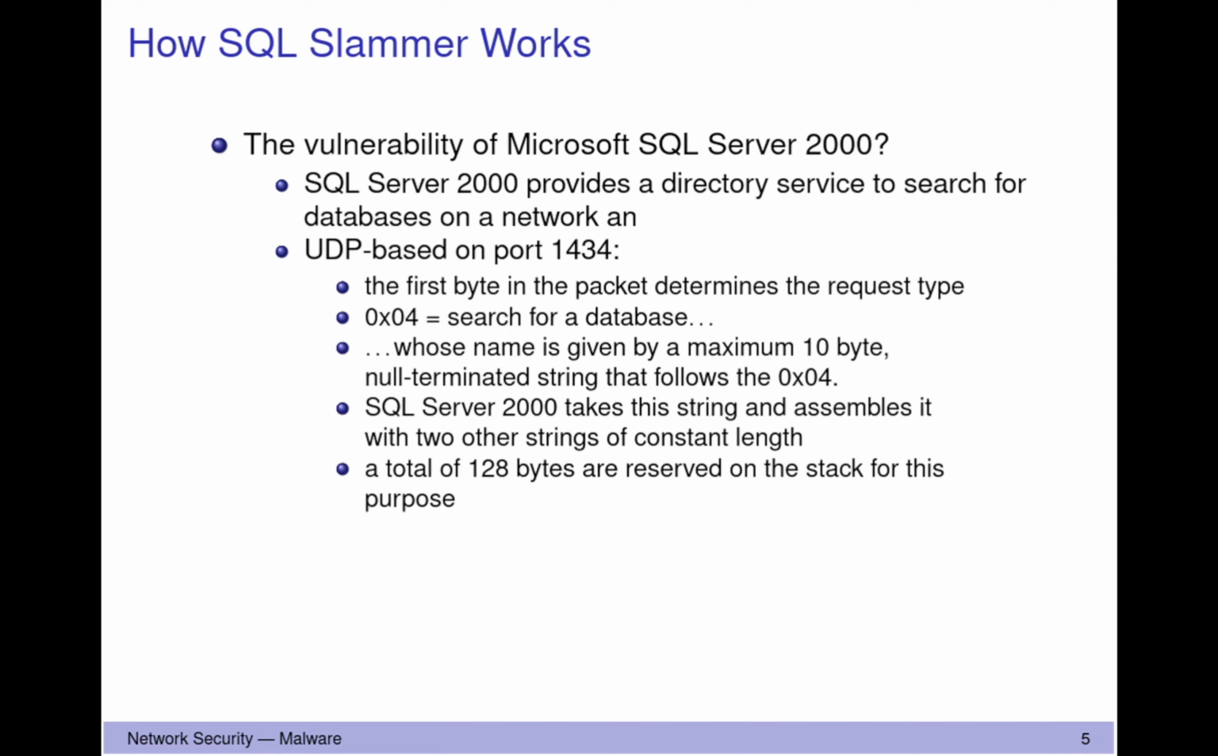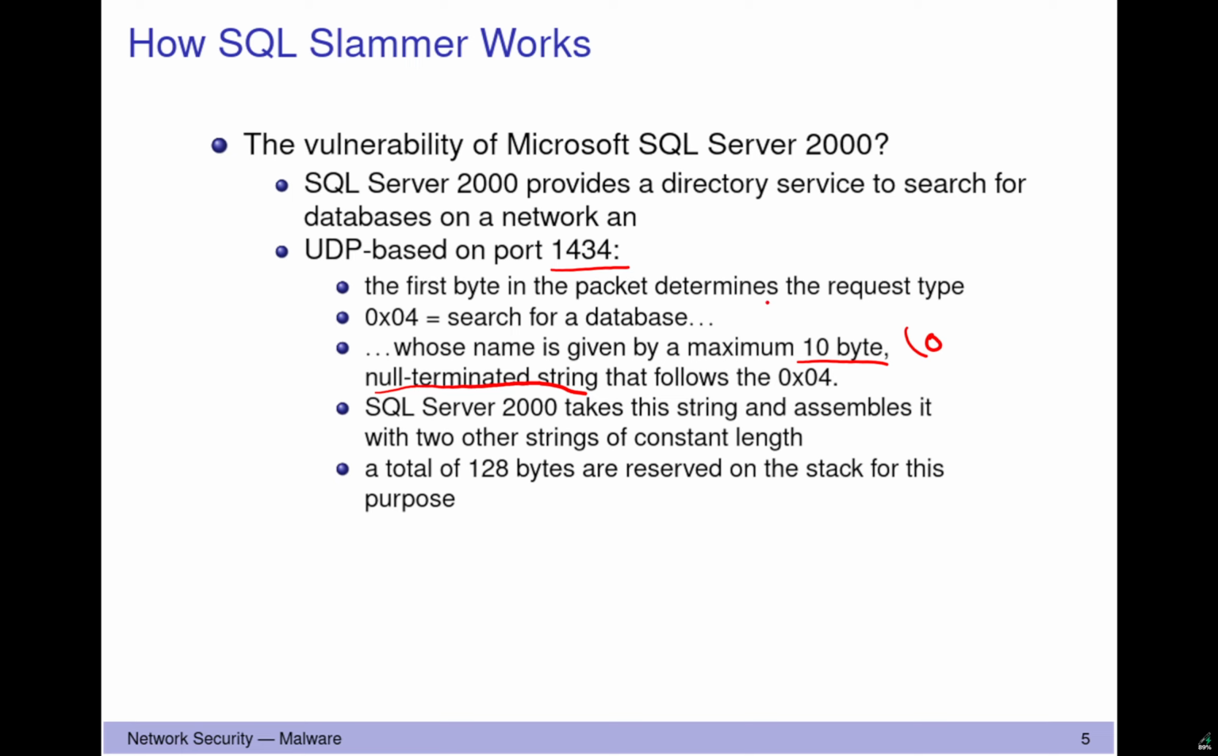That was a directory service, where you could search for databases on a network. It was offering port 1434, which is accessible by UDP. And the first byte in the packet determines the request type. For example, 04 is a search for a database whose name is given by a maximum of 10 bytes, and then a null terminated string.